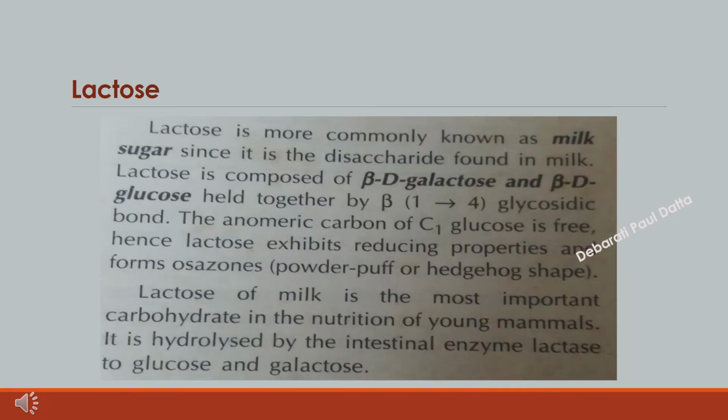Now the next example of a reducing disaccharide is lactose. Now lactose is a milk sugar. It is known as a milk sugar because it is found in milk. Lactose is composed of beta D galactose and beta D glucose which are held together by a beta 1,4 glycosidic bond.